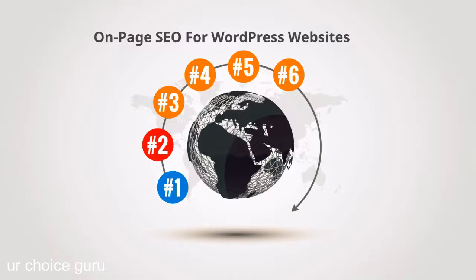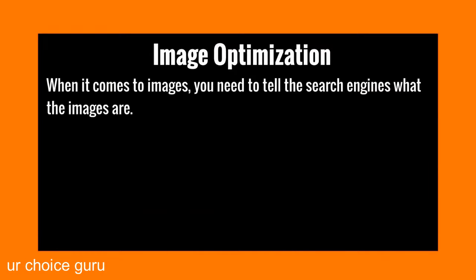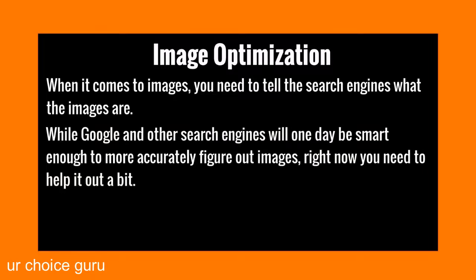Hello and welcome to video number 6. And we're going to talk about image optimization, or in other words, how to make your images more search engine friendly. You see, when it comes to images, you need to tell the search engines what the images are. They're not really going to know off the bat what the images are. Now, there are ways that Google can figure out what the images are, which we'll talk about in just a second. While Google and other search engines will one day be smart enough to figure out what images are, right now you need to help them out just a little bit, get them a kickstart that they need.